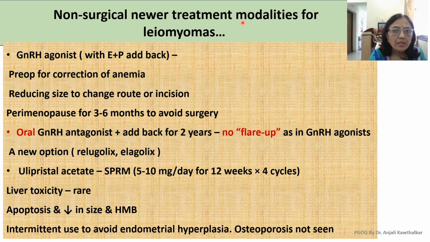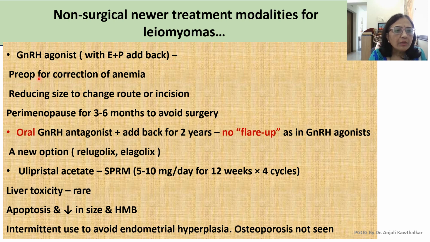Non-surgical newer treatment modalities for leiomyomas: GnRH agonists can be used, and especially if these are to be used for greater than 3 to 6 months, then estrogen progesterone Addback therapies should be given. About GnRH agonists, antagonists, all the GnRH analogs as well as Addback therapy, I have explained in detail in the management of endometriosis. So for this topic, I will advise all the students as well as consultants to also go through the AUB and endometriosis videos. These videos are available on PGOG.